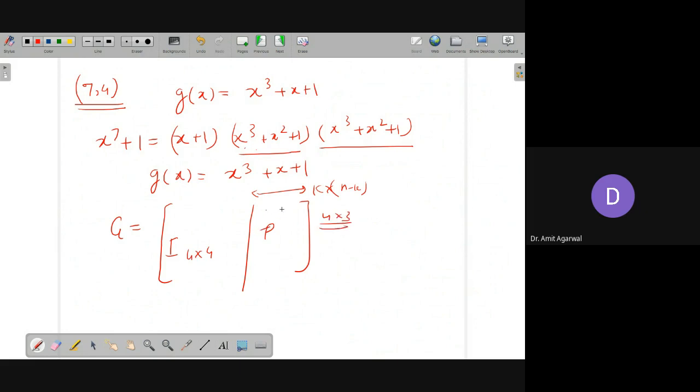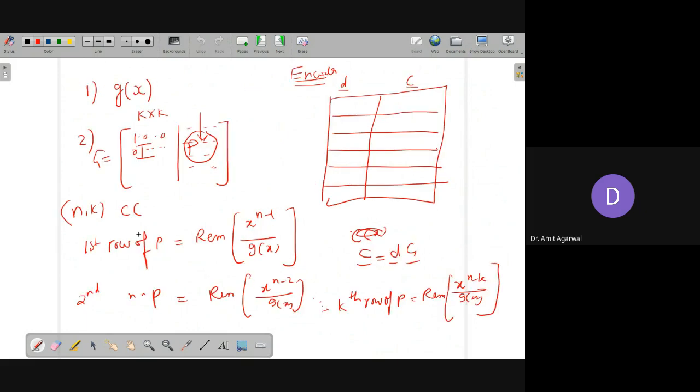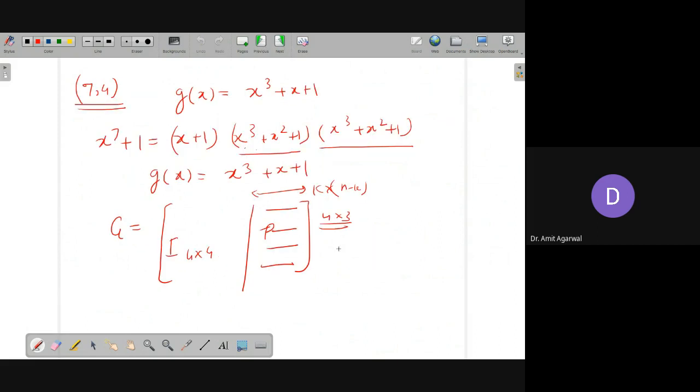So we have to find out the 4 rows of this P. And I told you in the last class, the first row of P is the remainder of x to the power n minus 1 divided by g(x). So the first row can be found by deriving the remainder of x to the power 6 divided by g(x), where g(x) is x cube plus x plus 1. So just divide it. All this concept was discussed in the last class, but I am just reiterating it again because it is very important.